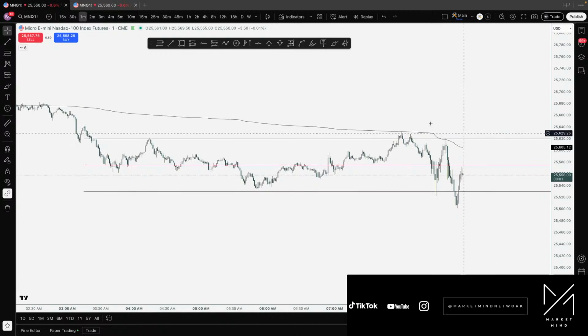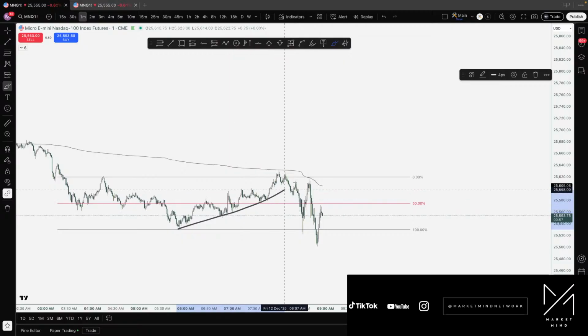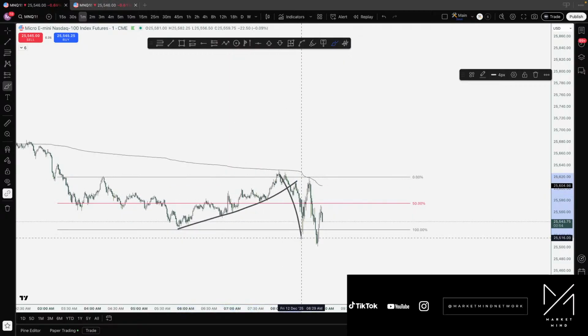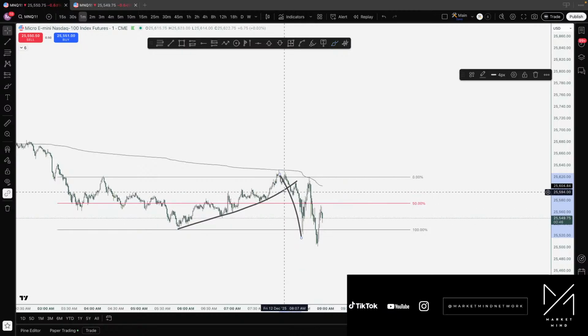For me, I like to call it return to zone. We had all this liquidity built up, so it made sense for price to come down and take that out. But I didn't want to trade the exact opening, which was like 8:30, so I kind of waited for my kill zone.